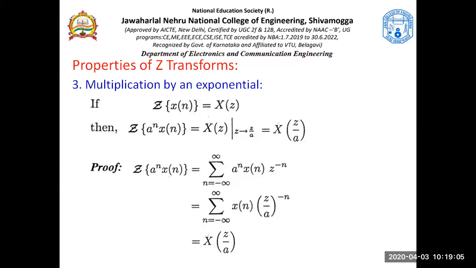Everybody is able to understand that? It's simple stuff. There's nothing difficult that one cannot understand. You need to be able to see these equations. These equations are in standard form. If in this place we had just z, it is x of z, but in place of z we have z by a. That's why it would become x of z by a. Understand? So this is the third property we have.